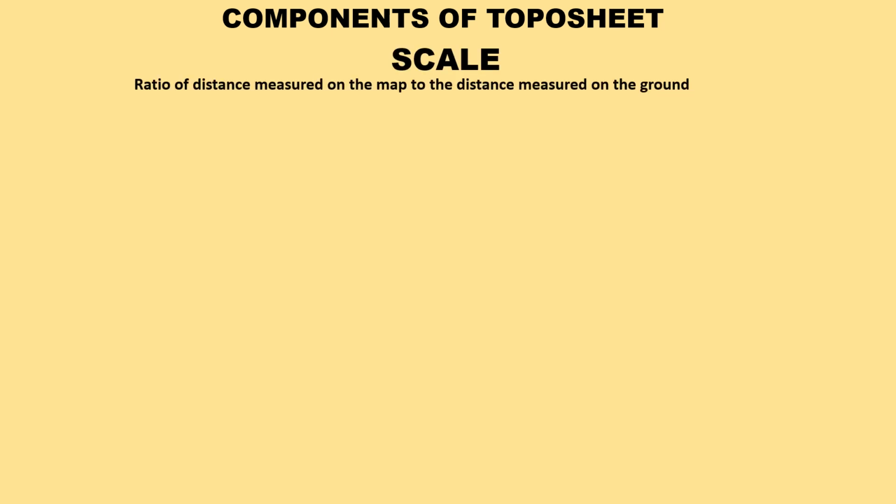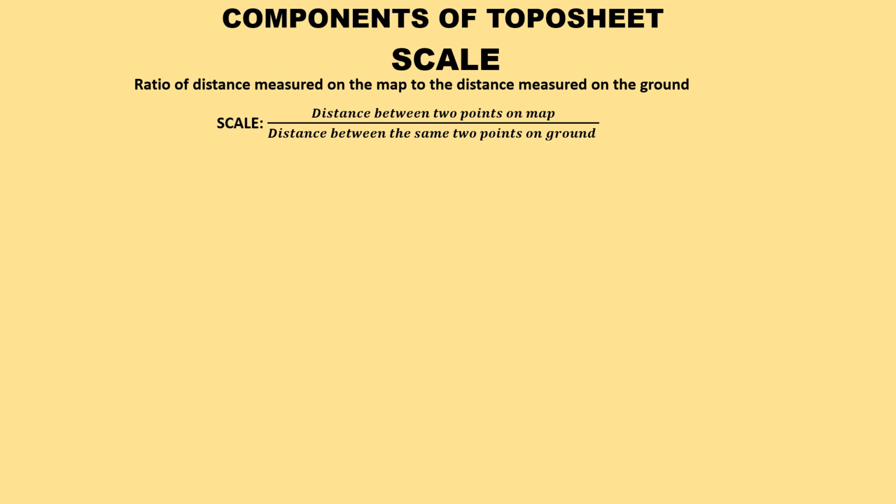Now the first major component of the toposheet is the scale, which is defined as the ratio of distance measured on the map to the distance measured on the ground. The formula of the scale is the distance between 2 points on the map divided by the distance between the same 2 points on the ground. According to the toposheet maps given by the ICSE Council, it is 2 centimeter to 1 kilometer. So when the distance between 2 points on the map is 2 centimeter, the actual distance between those 2 points on the ground is 1 kilometer.